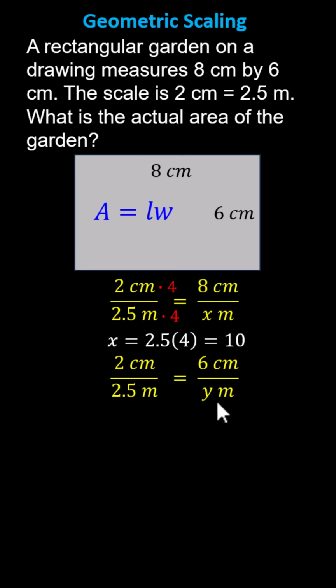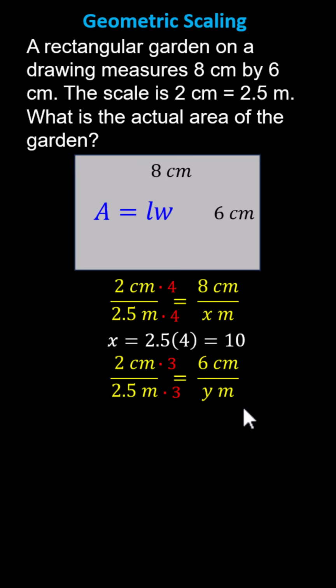And now for the second proportion, focusing on the numerators, because 2 centimeters times 3 equals 6 centimeters, to find the equivalent ratio on the right and solve for y, we multiply both 2 centimeters and 2.5 meters by 3. 2 centimeters times 3 is 6 centimeters. 2.5 meters times 3 is 7.5 meters.